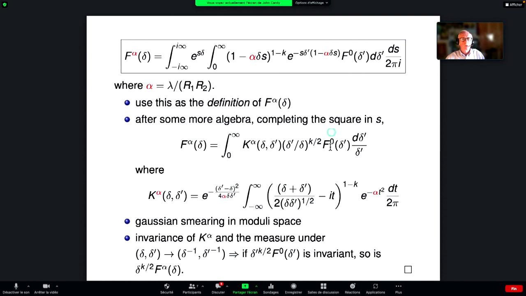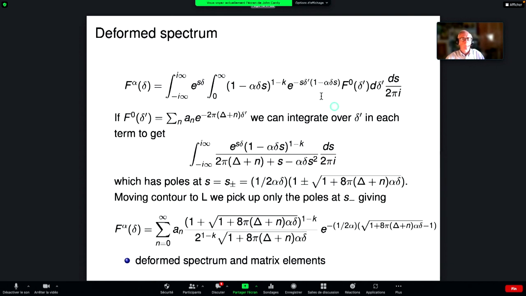But then what we can also do is to take that same expression, which I've written again here, and substitute into this the Q expansion. So here's the Q expansion written out explicitly of the undeformed form. And you see that delta prime occurs here, and it occurs here. So term by term, we can do the delta prime integral. And then for each term in the sum, we get an expression that looks like this, with this quadratic expression in S in the denominator, which gives rise to poles here and here with a plus or minus sign.